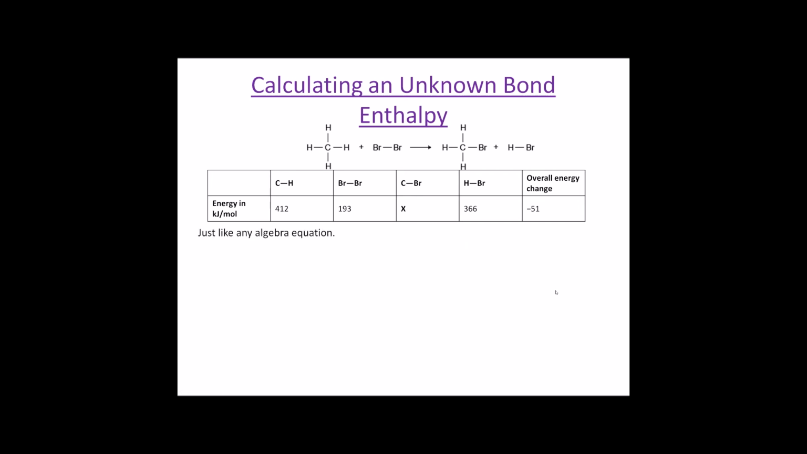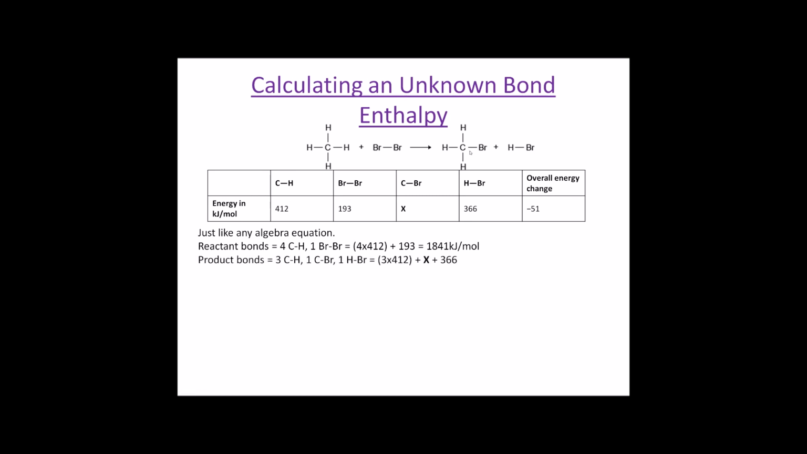And it's just like any algebra equation. It's rearranging, subtraction, and addition, and maybe a little bit of multiplication as well. So again, we do it exactly the same. We work out our reactant bonds. So we've got 4 carbon-hydrogen bonds and 1 bromine-bromine bond. So we've got 4 times 412 for our carbon-hydrogen bonds, plus 193 for our bromine-bromine bond, and our bonds broken, our reactant bonds, have a total energy of 1,841 kilojoules per mole.